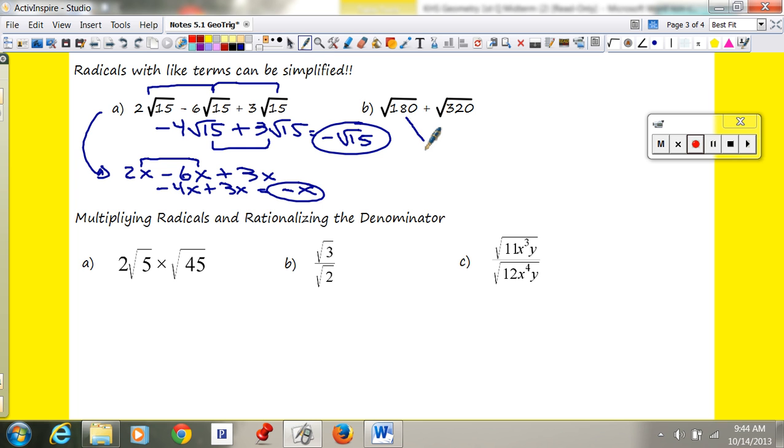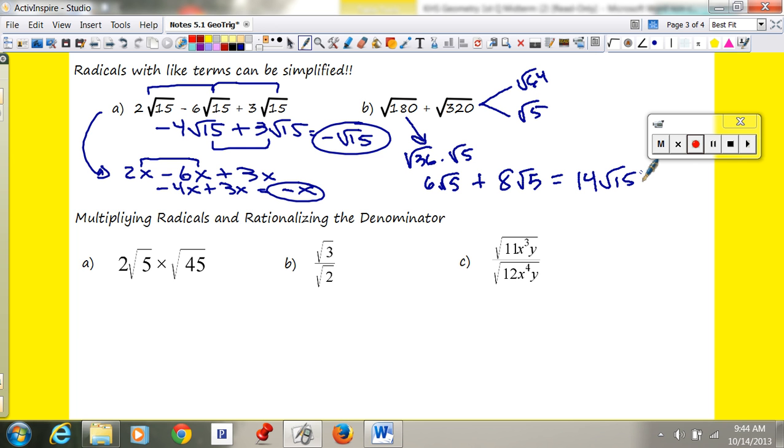Radical 180. We just broke that down a second ago. Do you remember what we broke it down into? 36 and 5. So radical 36 times radical 5 is going to give me 6 radical 5. Radical 320, I'm going to give you a hint. It's going to be radical 64 times radical 5. So what am I going to have down here that I'm going to add to 6 radical 5? 8 radical 5. So that's going to give me, oops, not 15. It's going to be 14 radical 5. You see how I got the 14, the 6 plus the 8? All I did was combine 6 and 8 together, and I got 14, and then the radical 5 stays in there, just like an x. You're just combining like terms, leaving your like terms.